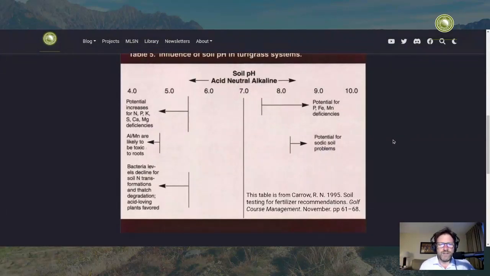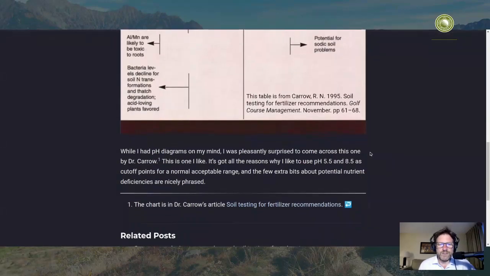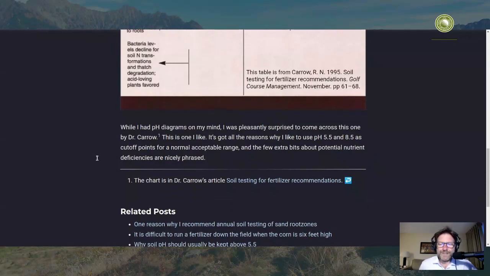So I would encourage every turfgrass manager to be familiar with these particular items in relation to soil pH. I was pleasantly surprised to come across this one by Dr. Caro, and it's got all the reasons why I like to use a pH of 5.5 on the low end and a pH of 8.5 on the high end as cutoff points for a normal acceptable range. And it's got a few extra bits about potential nutrient deficiencies that I found to be nicely phrased.